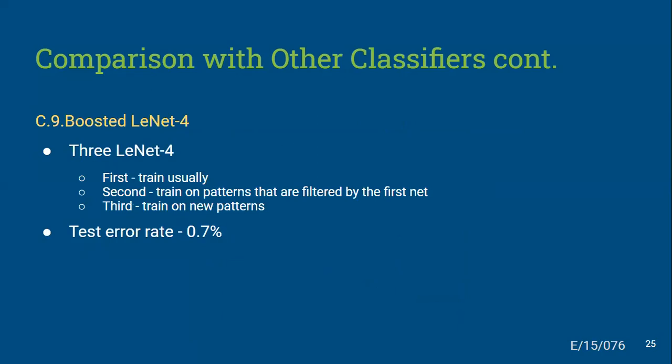Next one is boosted LeNet 4. Here, three LeNets are combined. The first one is trained in the usual way. The second one is trained on the patterns filtered by the first net. And the third net is trained on new patterns on which the first and second nets disagree. This method has a test error of 0.7%.